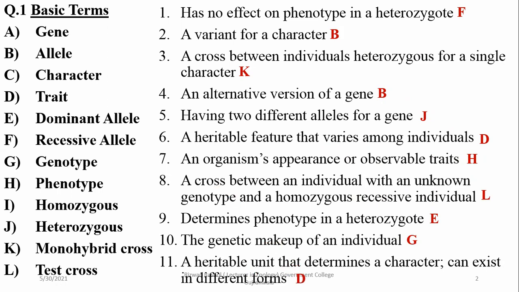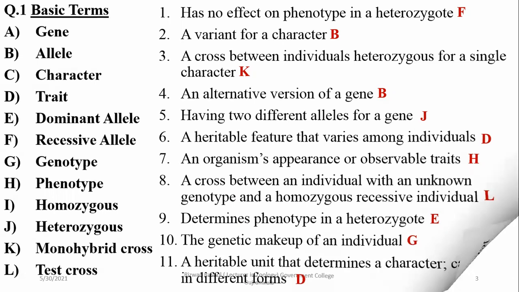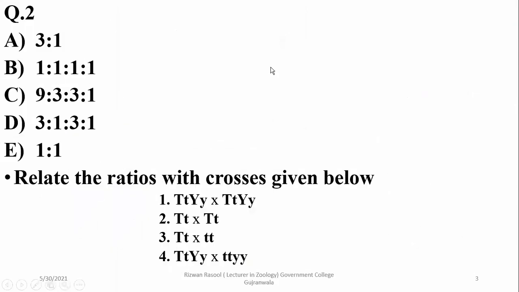So these were some of the basic terms which can be asked in the form of simple questions related to genetics. Let's move to the second question. Here are some ratios given, and you have to relate these ratios with the crosses given in the list. For example, if we're having a double heterozygous condition over here and over here, it's just like the F2 generation produced by double heterozygotes in the F1 generation of a Mendelian dihybrid cross.